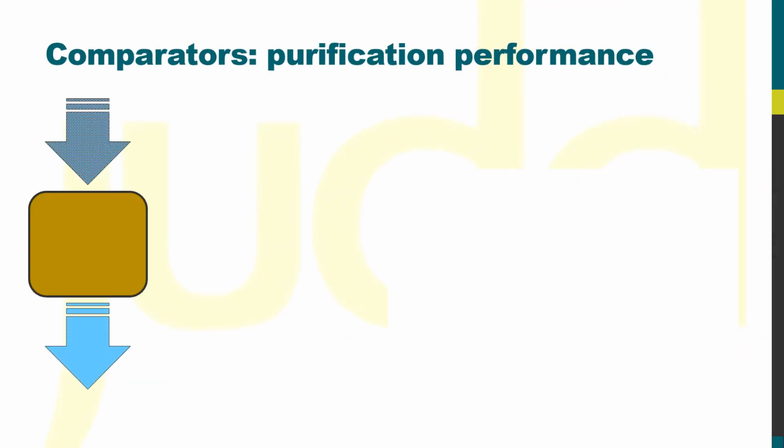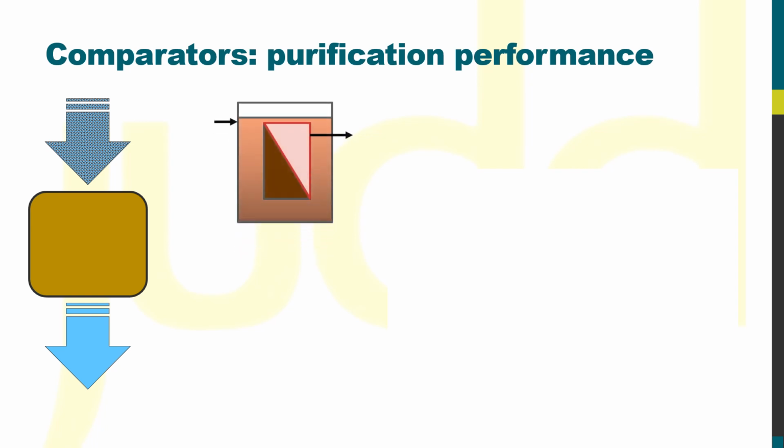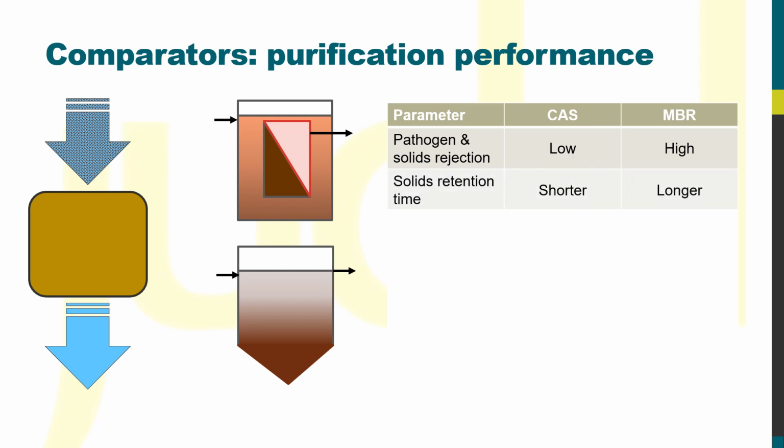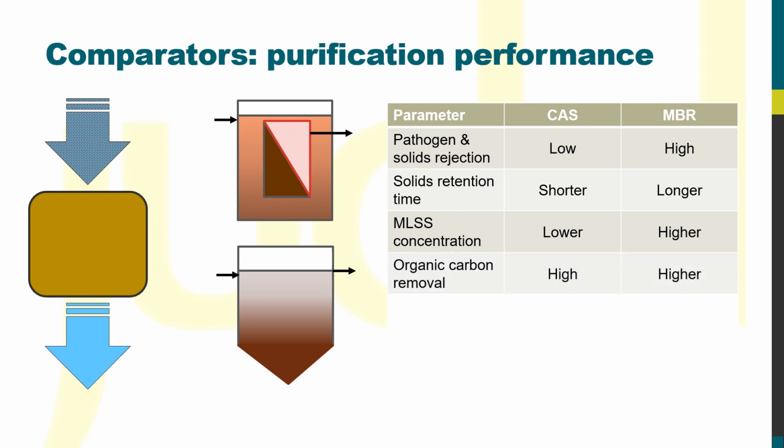With purification performance, it's fairly obvious that water which is being filtered through a 0.1 micron pore-sized membrane will have a lower turbidity and pathogen content than water which has only undergone settlement by secondary clarification. However, as well as this, because an MBR operates at longer solids retention times, which gives higher mixed liquor suspended solids concentrations than the CAS, the bioreactor levels of slow-growing active microorganisms like nitrifiers are higher in the MBR. This leads to slightly more efficient organic carbon and nutrient removal by the MBR compared with the CAS.